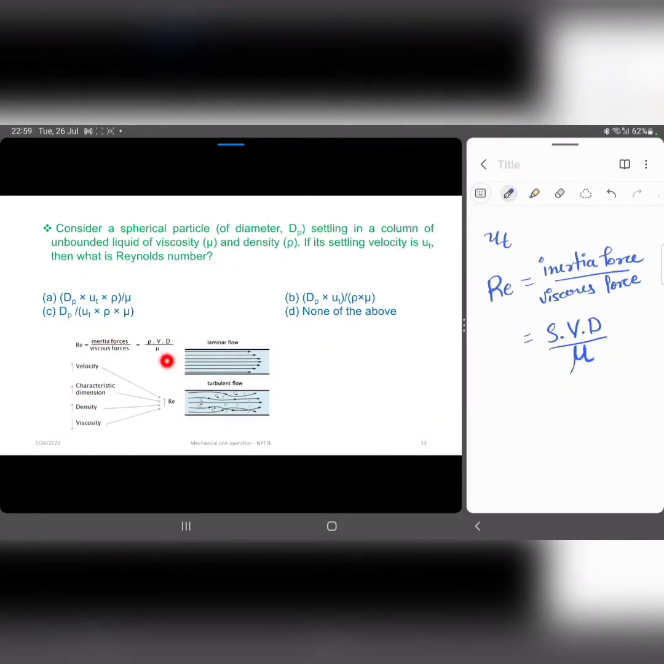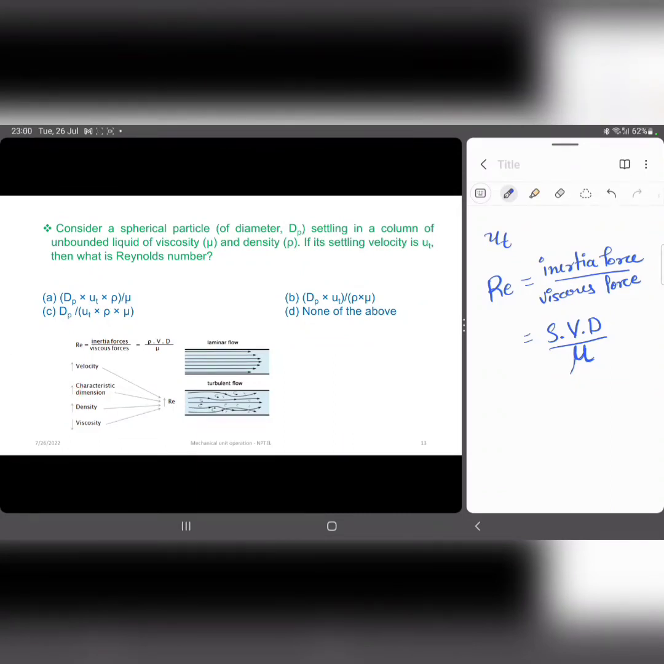Laminar is a streamline flow, which is not practical, I can say. Every time there must be some turbulence. So as you can see here, if velocity is increased, Reynolds number is also increased because it is directly proportional. If the characteristic dimension like diameter or radius increases, then Reynolds number also increases. With density, Reynolds number increases, but with viscosity, it is not increased.